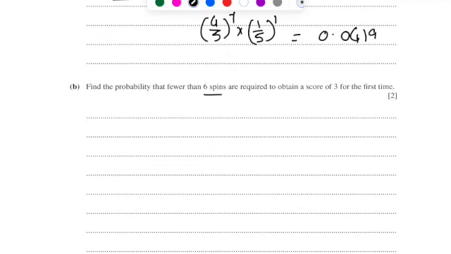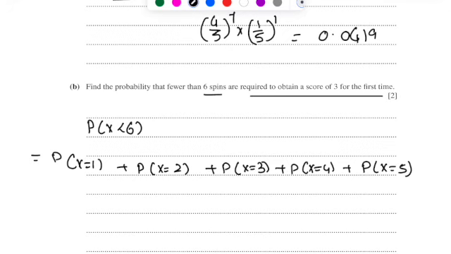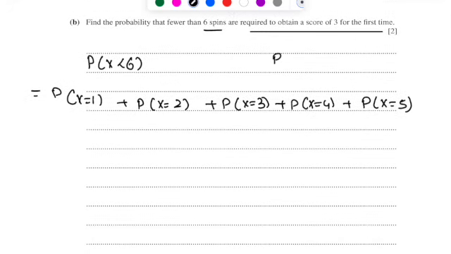Find the probability that fewer than 6 spins are required to score 3 for the first time. Fewer than 6 spins means it can be either one spin, or two spins, or three spins, or four spins, or five spins. So probability of success is 1 upon 5, and probability of failure is 4 upon 5.